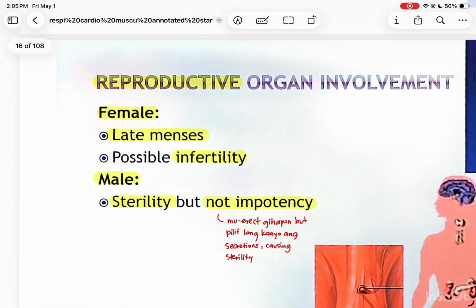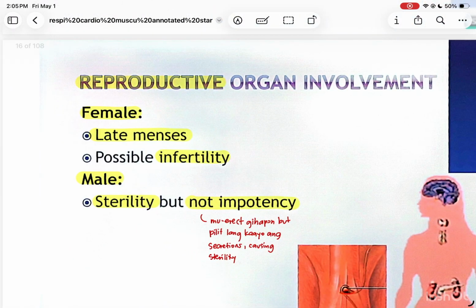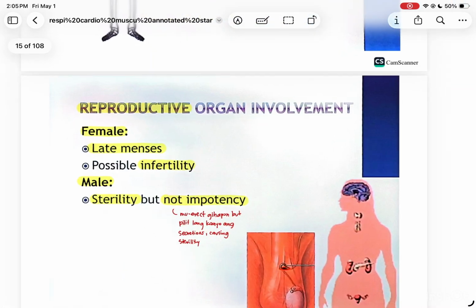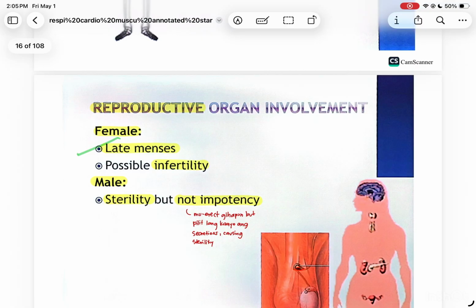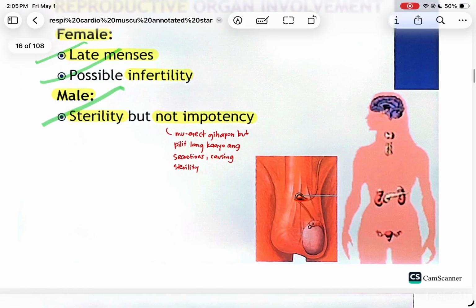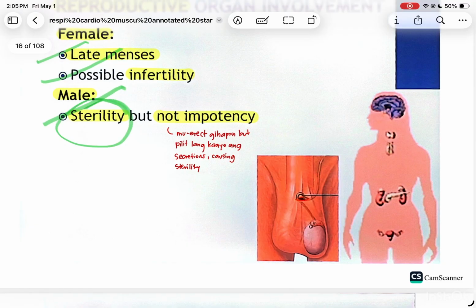Skeletal system involvement in cystic fibrosis: difficult absorption of vitamin D and calcium. So, retardation of growth and puberty onset, delayed bone aging, and shortness of stature. Reproductive organs: because of the excretory system.